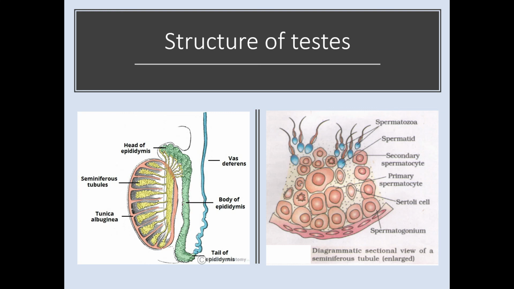The tail of the epididymis is converted into the vas deferens. And the second diagram shows the internal TS of the seminiferous tubule. This shows the spermatogenesis which occurs in the testes. Thank you.